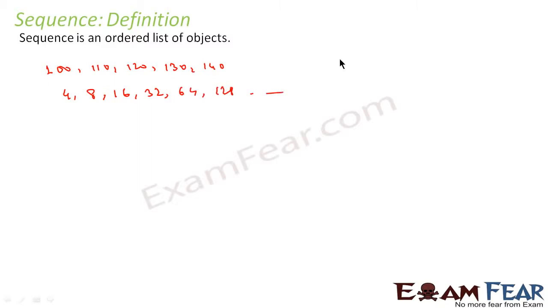In the first case, the difference is constant, and that is 10. And here, not the difference, but the division. Because this by this, or this by this, the division is constant, and that is 2. So in both cases, both are ordered lists and both have a pattern.